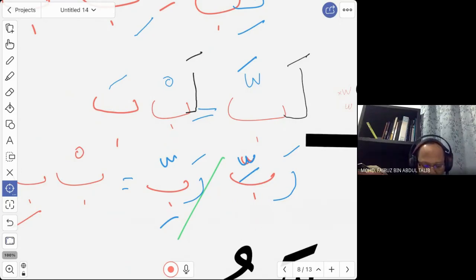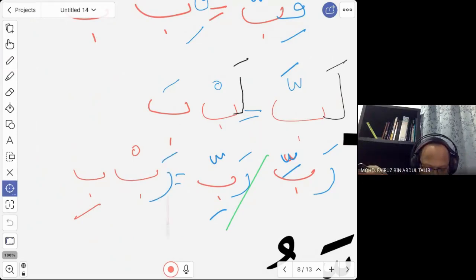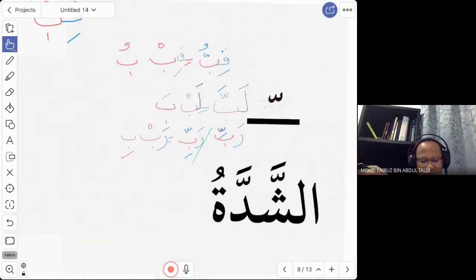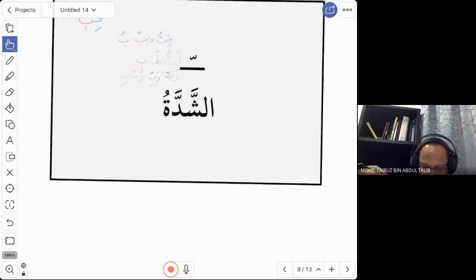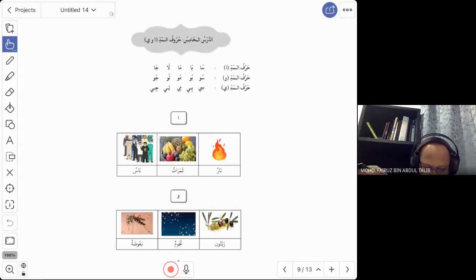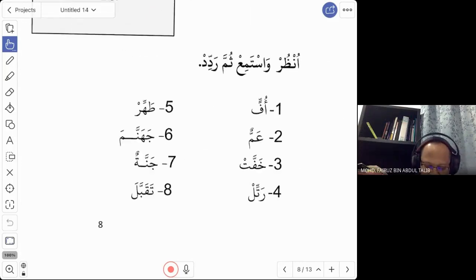So if you are not sure how to read this, you just break this shadda into two: ba and you put ra here. So now you should be able to read it. Rabbi. Okay, this is a shadda. You need to stress on that letter. Why? Because you have two sounds of that letter. So here we have some examples of shadda.